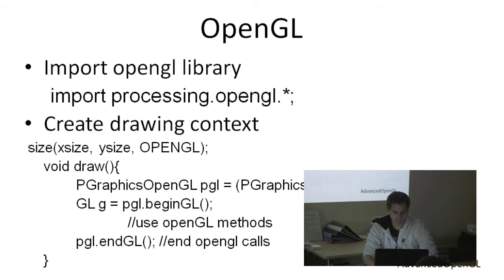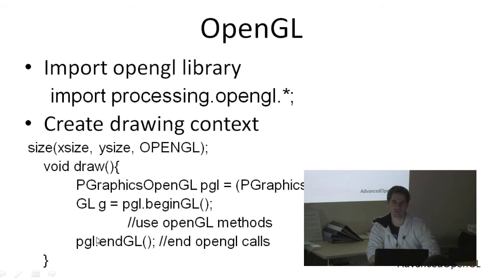Not going to go into this at all, really, but if you remember from way back, like last Wednesday, we were talking about how when you're doing 3D graphics, you can use the P3D library or you can use raw OpenGL. This is essentially how you would do that. You import processing OpenGL. Then when you do size, you go X size, Y size, and instead of P3D you use OpenGL. And then you have this PGraphicsOpenGL object, which you can then start doing OpenGL calls on.